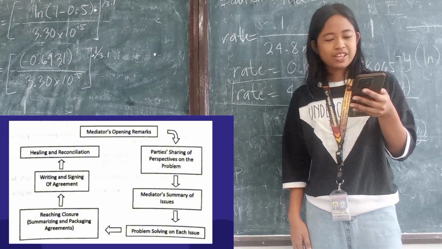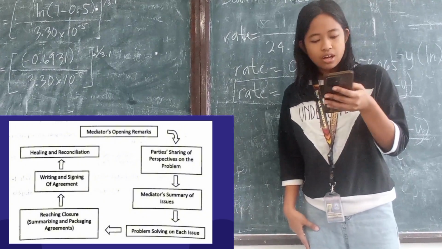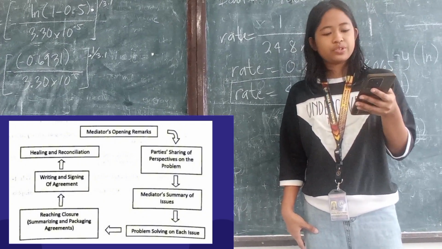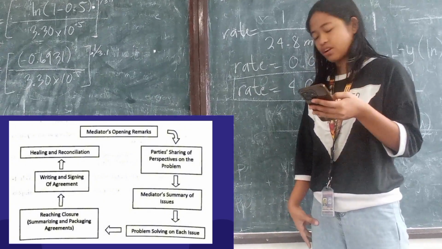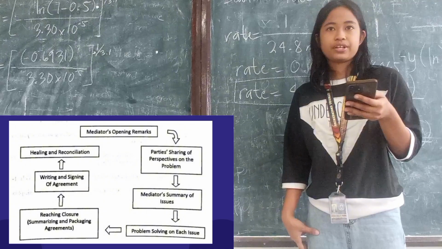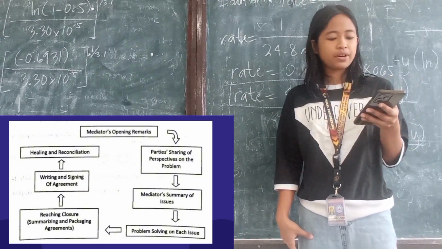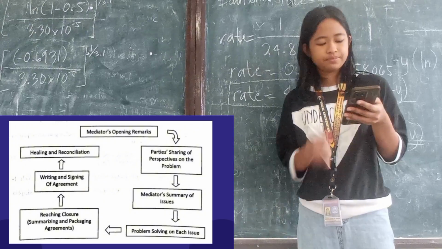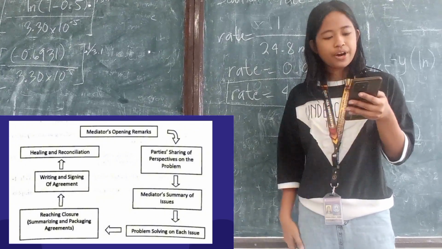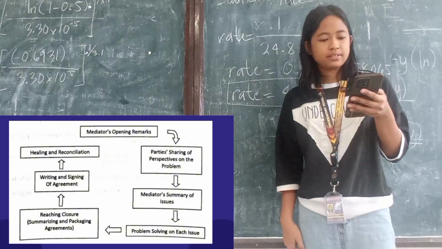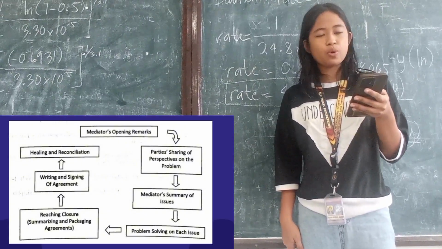Problem solving on each issue. The parties work together to address and solve each issue raised. Reaching closure. Once all issues are solved, the agreements are summarized and documented. Writing and signing of agreement. The final agreement is written and signed by both parties.